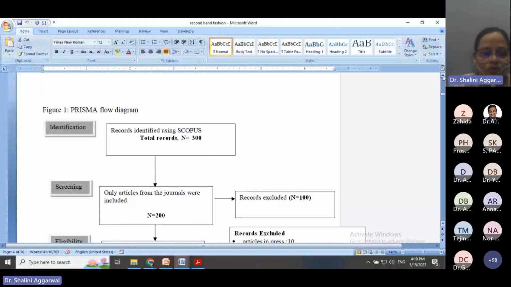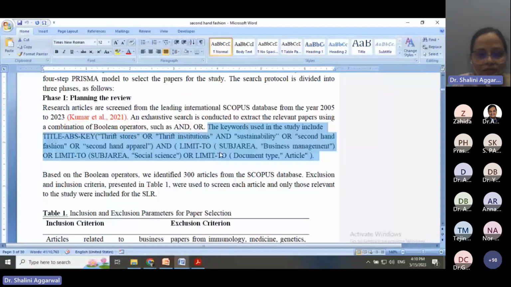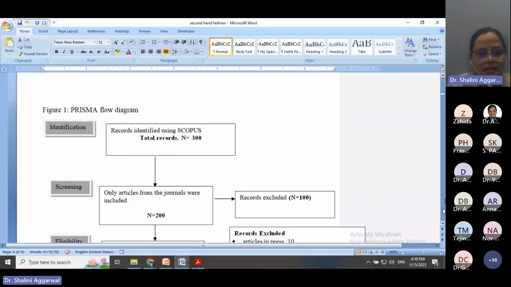So what we are talking about is the second part, that is the research methodology part of the SLR. So how do we write it? We write what we have included, what we have excluded. We show it with the help of the Prisma framework, right? So this is your second important aspect, right?